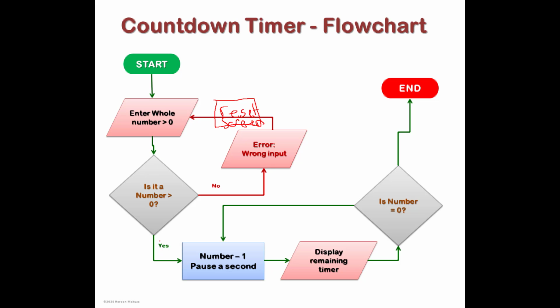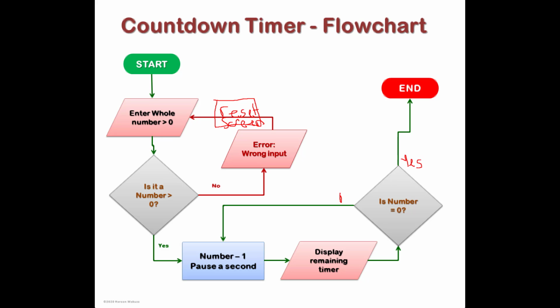Now if you've entered the right details, let's say you entered number 1 or 2 or 100, the timer is going to start counting down. But before that, it's going to get that number you entered, subtract 1, and then pause for a second, and then display the remainder. And then after that, it's going to check, is the number equal to 0? Now this is a yes, if the number is equal to 0.